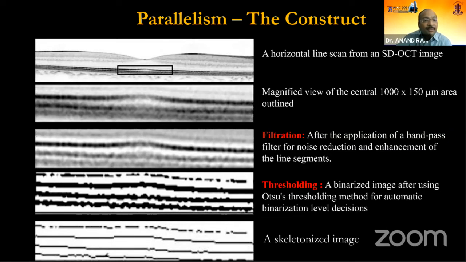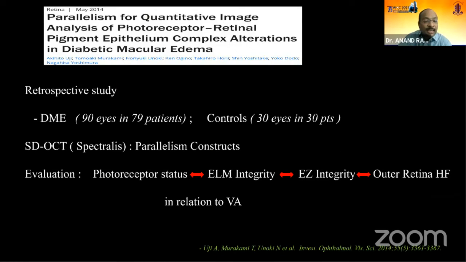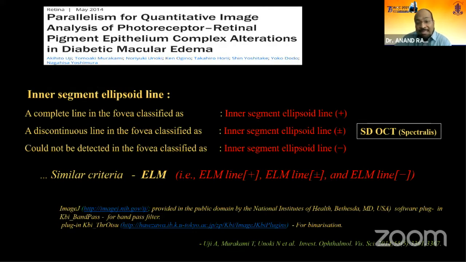Now, Uji et al. did a retrospective study with 90 DMEs and 30 controls, used these parallelism constructs and tried to interpret the interrelation with photoreceptor status, ELM integrity, EZ integrity, and the outer retinal hyperreflective foci in relation to the acuity. And they classified the inner segment ellipsoid line as a complete line in the fovea, inner segment ellipsoid plus, or a discontinuous line, inner segment ellipsoid plus minus.